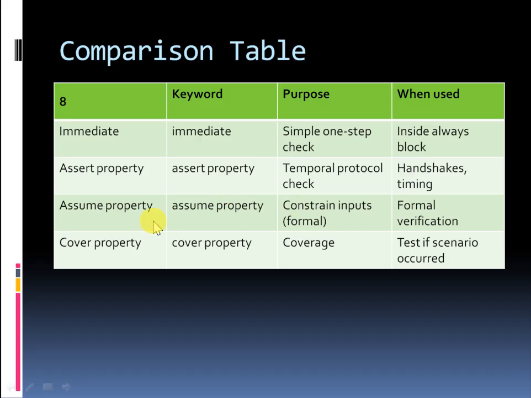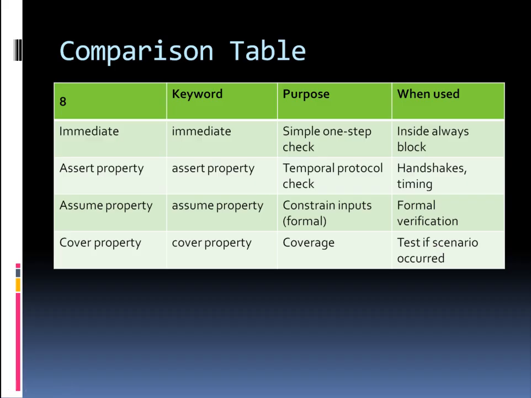Assume property is used for formal verification, constraint inputs. Cover property is used for coverage. And how it's written, where it is used: immediate assertion is used inside always blocks, then assert property is used for handshakes and timing. Assume property is used for formal verification and cover property is used for test scenarios, to see if the scenario occurred.